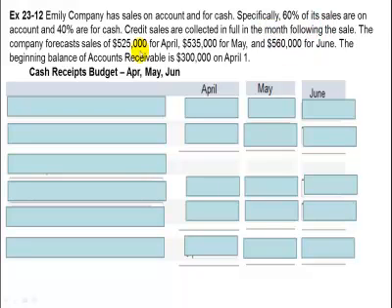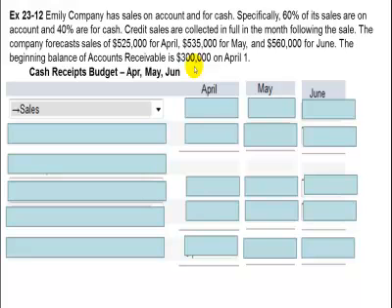The company forecasts sales of $525 for April, $535 for May, and $560 for June. The beginning balance of accounts receivable is $300,000 on April the 1st, and we're supposed to put together a cash receipts budget for 3 months, April, May, and June. So let's start with April.